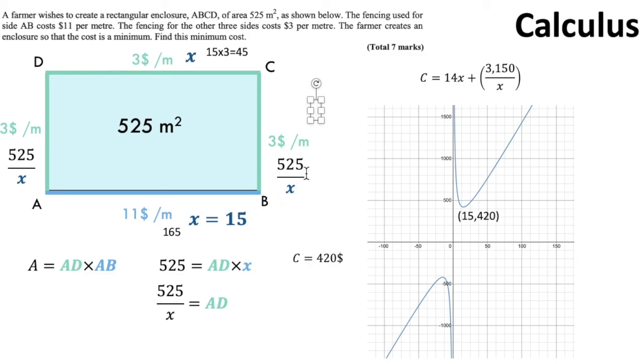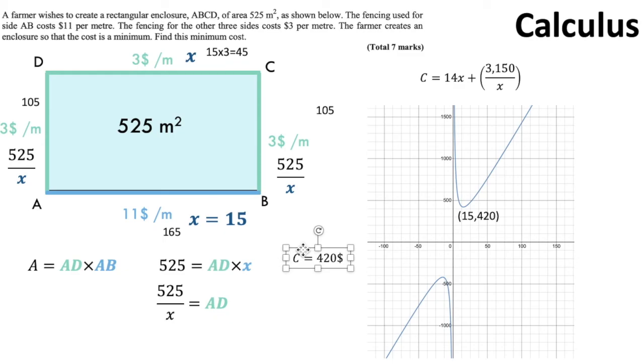For this one up here, you would do 525 divided by 15 times 3. That's 105. And then for the last one here, it would be the same thing, so 105. Okay, and then if you add all of them together, 105 plus 105 plus 45 plus 165, you get 420. That is your final price.